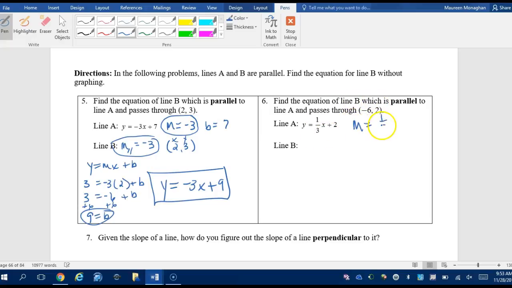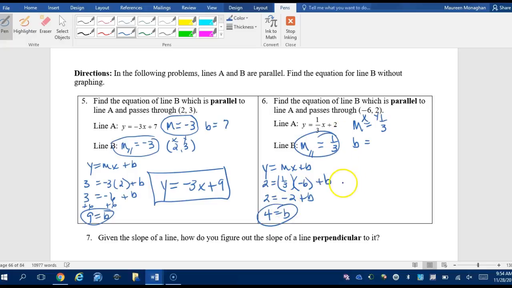So m equals 1/3. So a parallel slope is going to be 1/3. But I don't know b. I'm going to do the same thing. y equals mx plus b. Here's my y. Here's my x. Put in y where it says y. Put in 1/3 where it says m. Put in x where it says x. This is a negative 2. Add 2 to both sides. b is 4. Check. Write the equation: y equals 1/3 x plus 4.